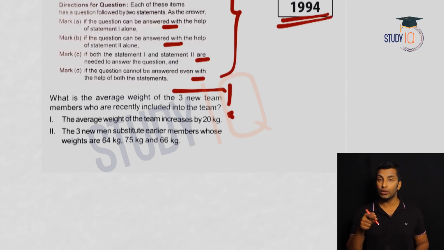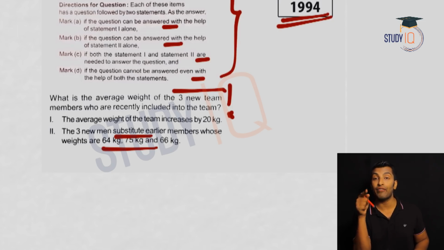Now what we need to do is look at statement 2 alone. Okay, the 3 new men substitute earlier members whose weights are 64, 75 and 66. So what is given? The earlier 3 members' weights were given. If that is given, you can find the average of those people who were substituted, because 3 weights are given, divided by 3, you can find the average, but you cannot get the average of the 3 new members. So statement 2 alone will not help you.